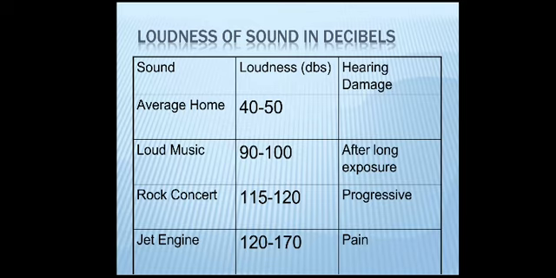These are some loudness levels in terms of decibels. Always indicate the symbol, my dear children: frequency is indicated in hertz, loudness in decibels. In an average home, the loudness level will be 40 to 50 decibels, whereas loud music is 90 to 100. In the case of a concert, have you been to a concert? It is nearly 120 decibels. A jet engine will create about 170 decibels of loudness, causing damage and pain to the ear.